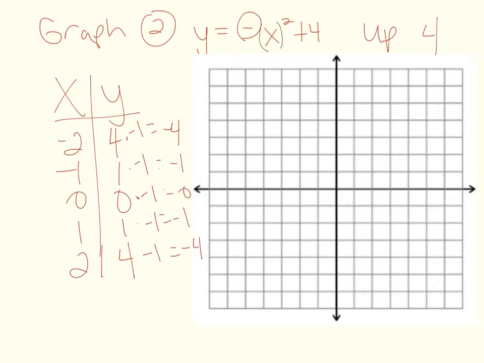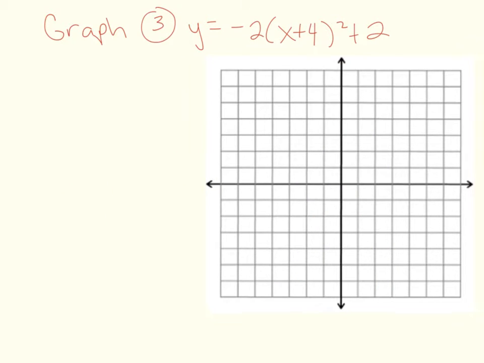What that negative is going to do, just like last time, is flip your parabola upside down. So we're going to go left 2 down 4, left 1 down 1, 0, 0, 1 down 1, 2 down 4. Remember, it's a curve, not a V. It's a parabola. And on this one, we said we're moving everything up 4, so just go ahead and move everything up 4. So there is your graph.